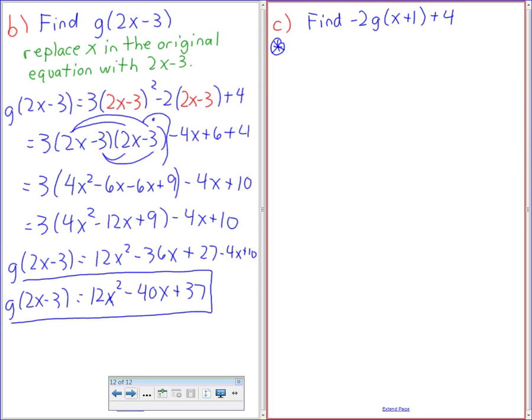Okay, I'm going to talk through how to do this, and I'm going to give you the opportunity to do it yourself. Can someone give me a suggestion? It's negative 2g(x plus 1) plus 4. Now, this one looks frightening.